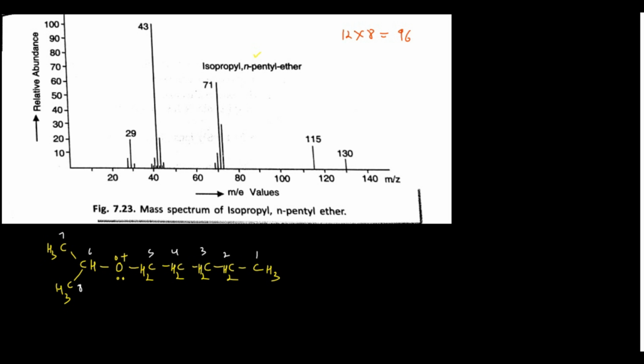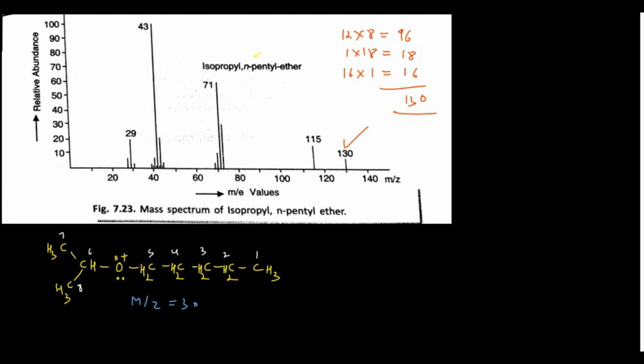It simply means 1 into 18, and one oxygen is there, so oxygen 16 times 1 gives you 16. If you add all together, 96 plus 18 plus 16 is 130. So this molecular ion is there. Basically it is M by Z 130, so I can write M by Z 130 here.